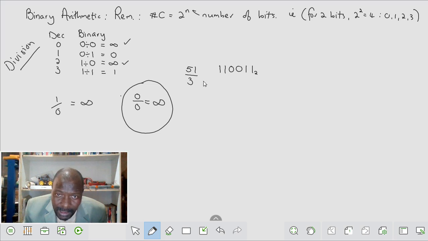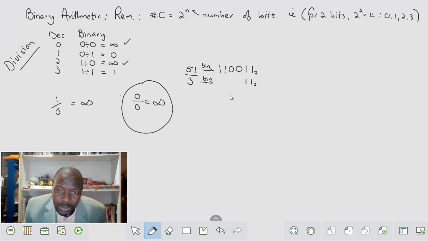So let's say my question says divide 51 by 3, but do it in binary. They have to convert. We've shown you how to do this already. So you convert your 51 into binary, and then you convert your 3 into binary, and that will be 1 1.